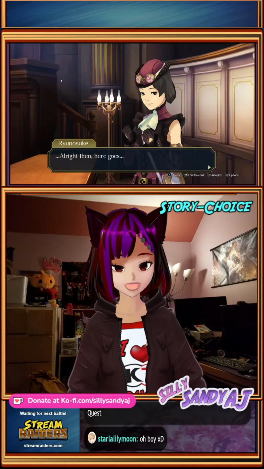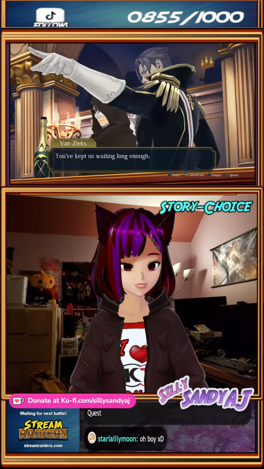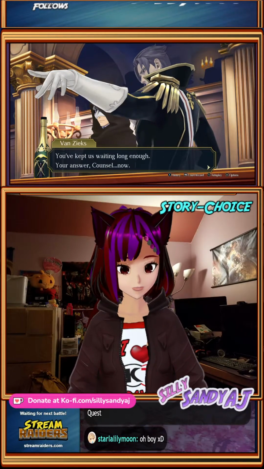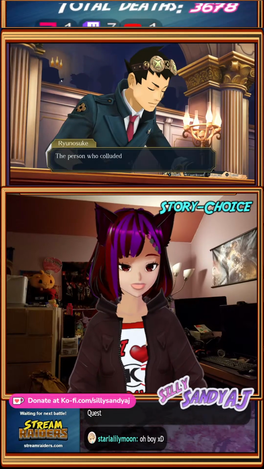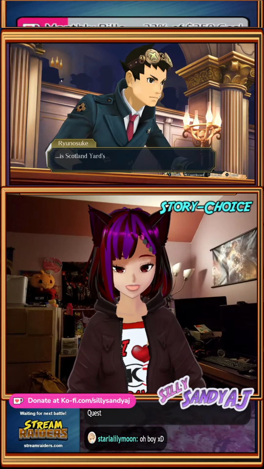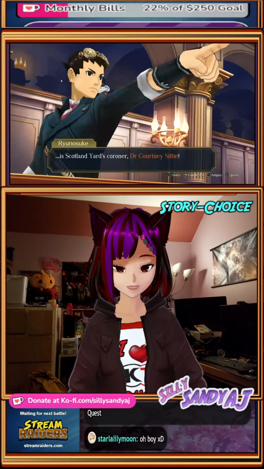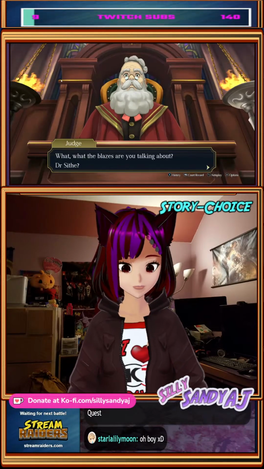The enemy always appears larger than life, but you appear exactly the same to the enemy. Alright then, here goes. You've kept us waiting long enough. Your answer, Counsel. The person who colluded with Mr. Drebber in order to carry out the wicked crime is Scotland Yard's coroner, Dr. Courtney Scythe. What the blank are you talking about?